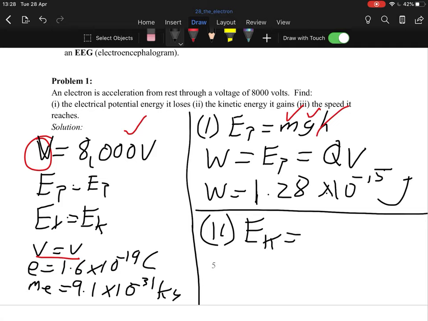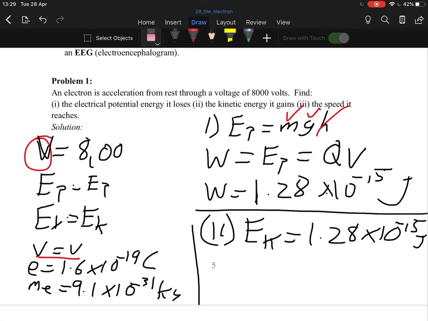Now the second question is, what's the kinetic energy? Well, loss of potential is gain in kinetic. So therefore the maximum kinetic energy we're going to get is also going to be 1.28 by 10 to the minus 15 joules. Let's get that in there.